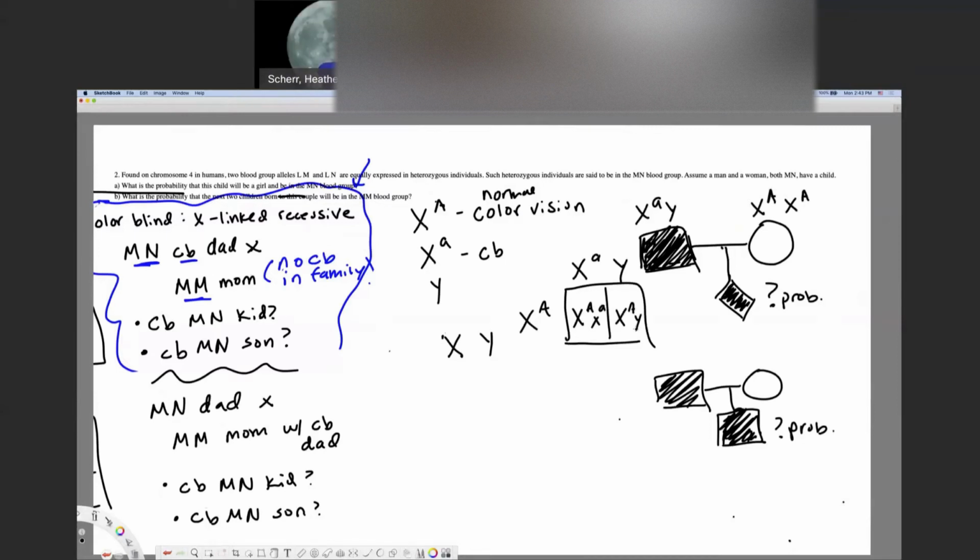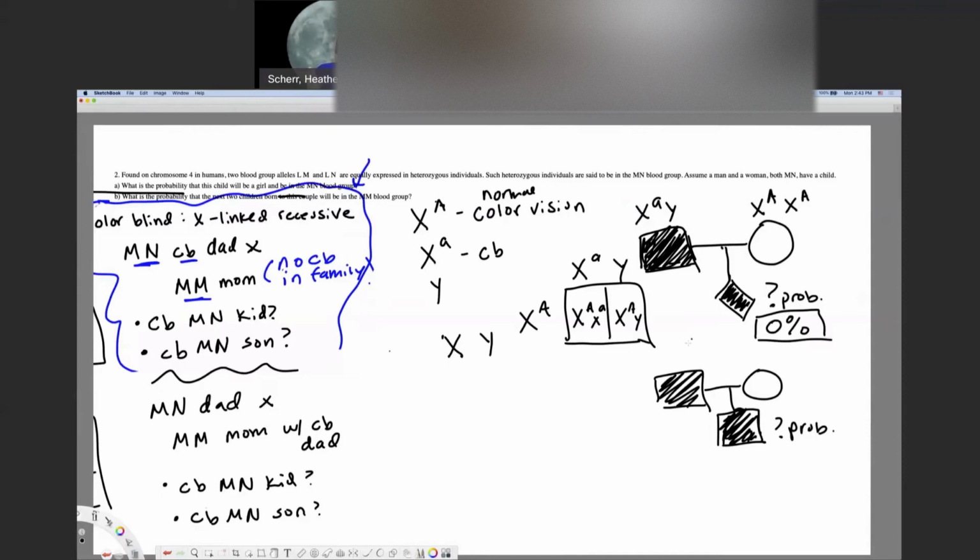Okay, so how many of those options are colorblind? None of them. So unless there's some new mutation, there's no chance that they have a colorblind offspring. So even though the dad's colorblind, they're not worried about a colorblind child.